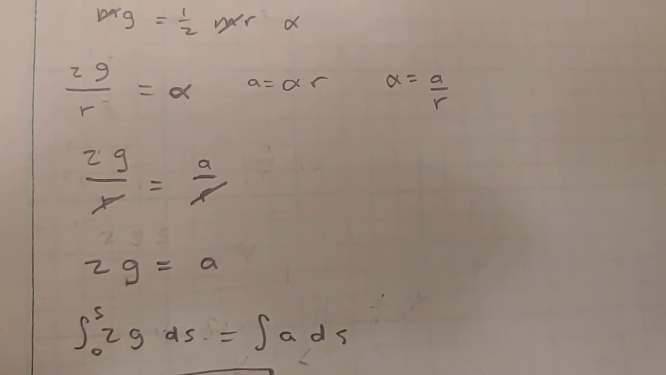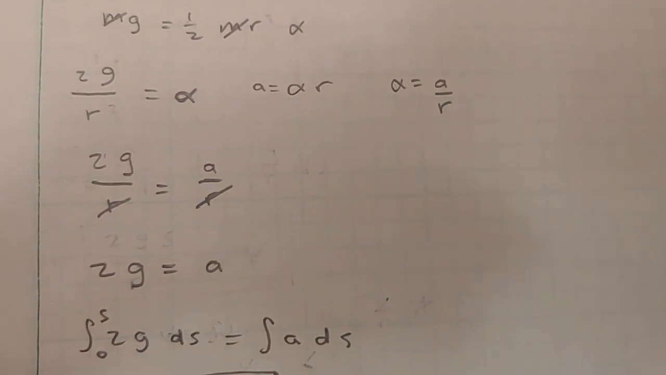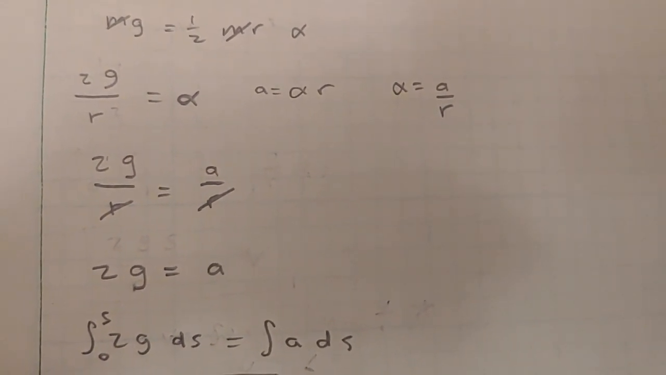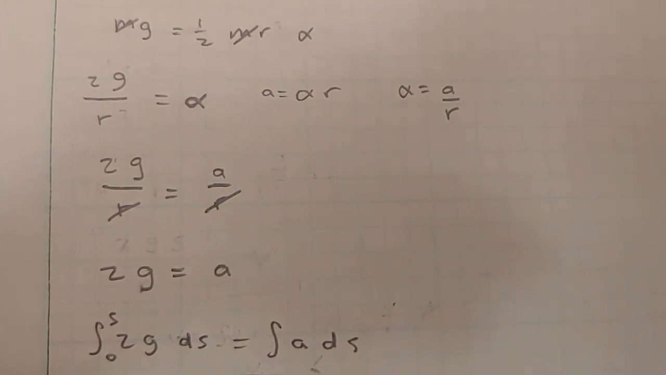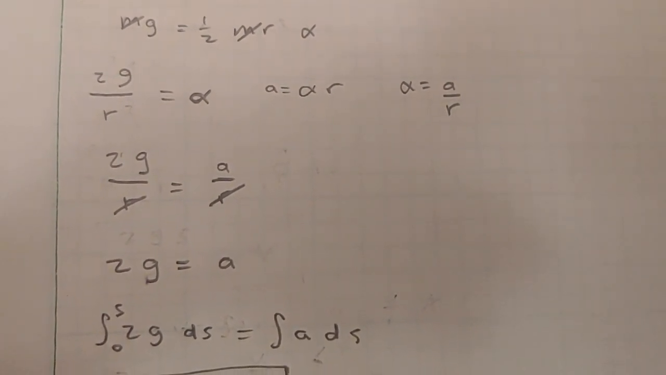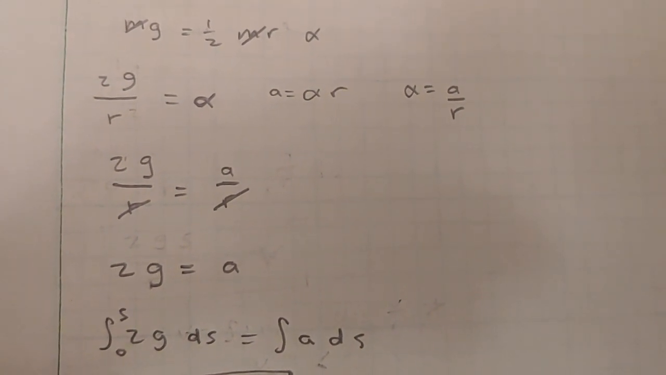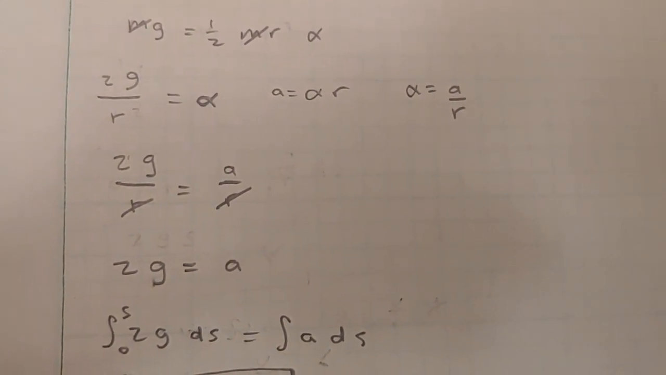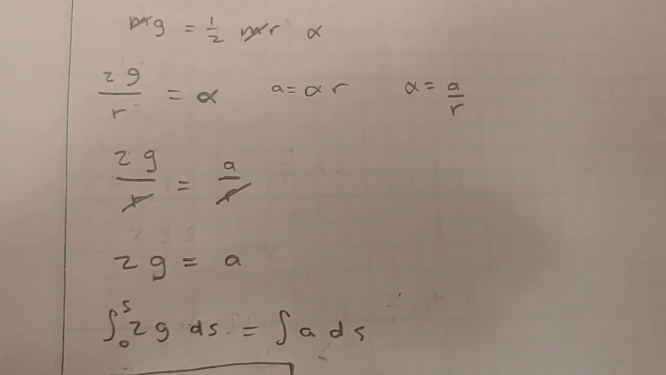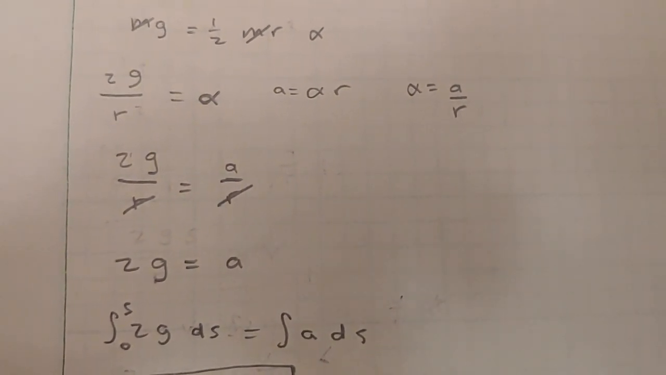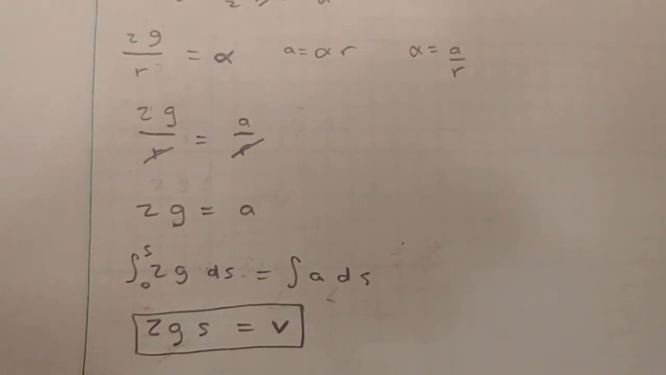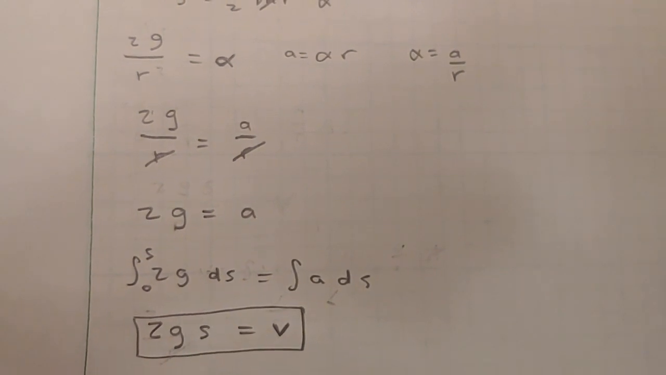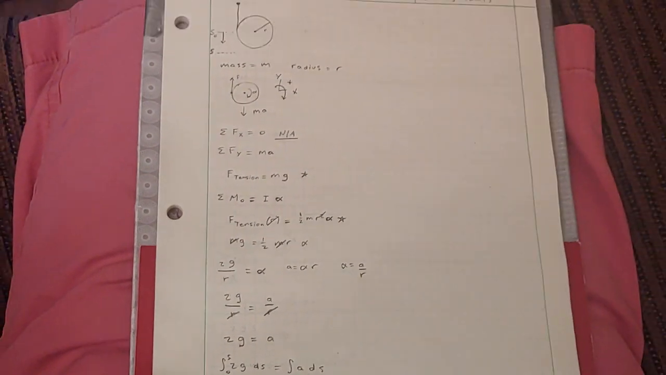Anyway, so we take our integral of our acceleration to get our velocity, and we also end up taking the integral on the left side as well in regards to our distance. So we have our integral from 0 to distance s of 2g ds is equal to the integral of acceleration in regards to ds, which gives us our 2gs is equal to velocity. So 2 times the acceleration due to gravity times the distance is equal to our velocity. And that is our whole equation here.